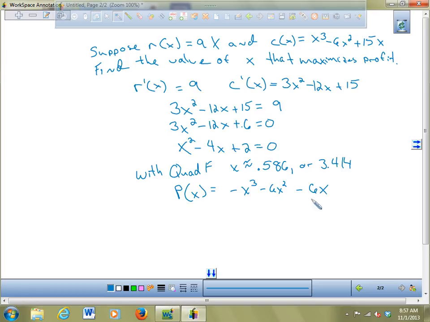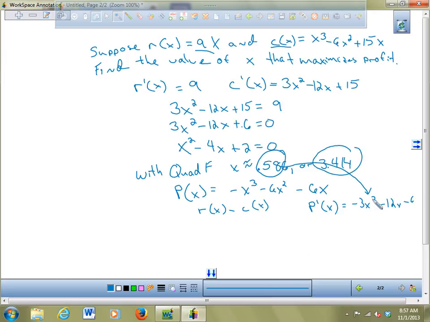How do you get the negative x cubed? Because I want to subtract revenue minus cost to find my profit. And so the profit equation is R of x minus C of x, right? And if I do that, that's what I would get. And if I take the derivative of that, P prime of x, I get negative 3x squared minus 12x minus 6. And then if I take this number and plug it in here, I should get out a negative number. And if I plug this in, I should get out a positive number.